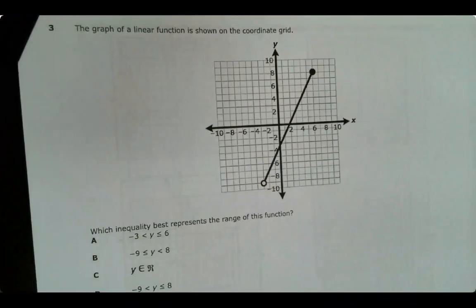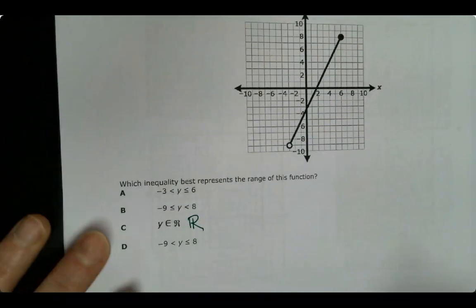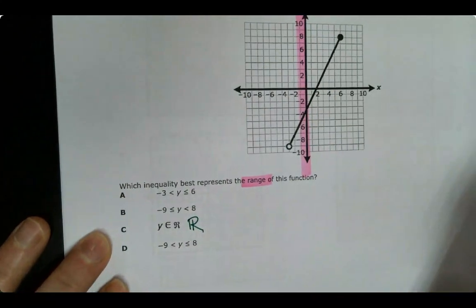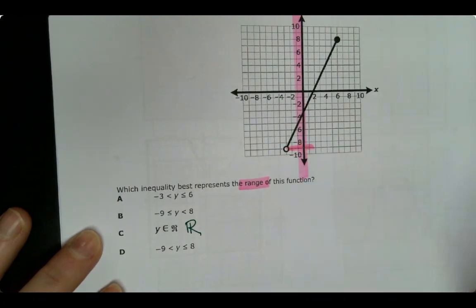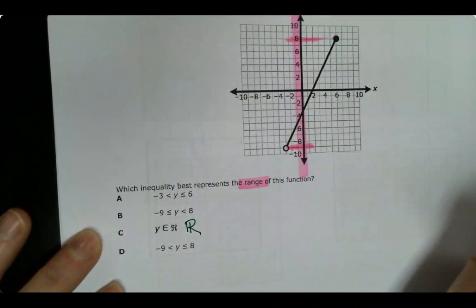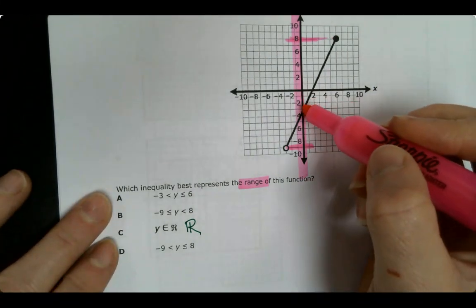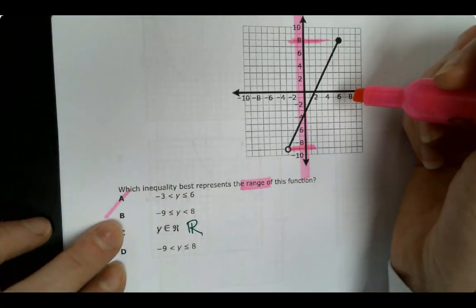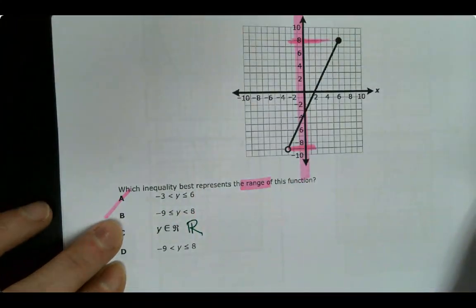Go ahead and do number 3. This says range, so we're only looking at the y-axis. We don't care about the x-axis at all. The only numbers we're looking at are the y. Look at how low it goes and how high it goes. A says -3, and -3 is right here, so no. That would be domain, but they changed it to Y instead of X.